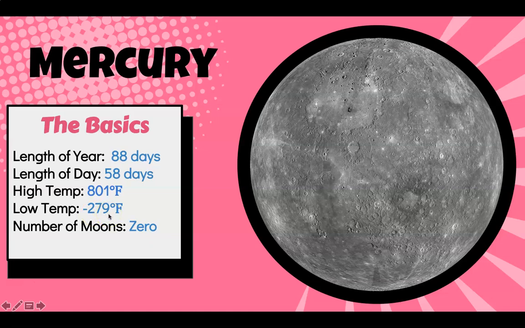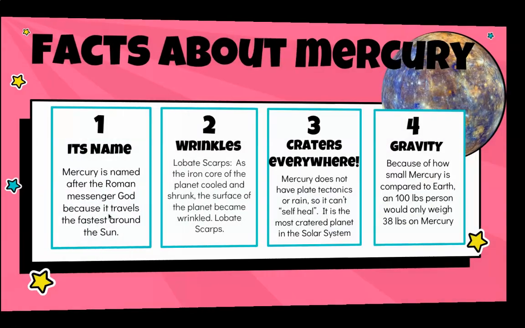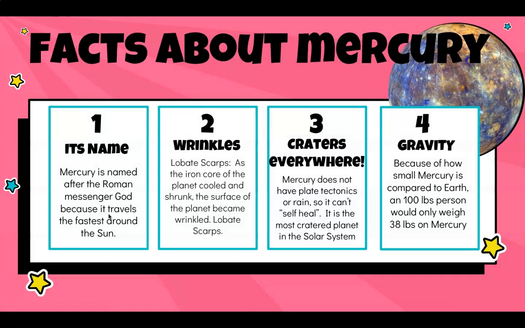And Mercury has absolutely no moons. Some really cool stuff about Mercury. First of all, its name. Almost all the planets are named after Roman gods or Greek gods. Mercury was named after the Roman messenger god because it travels so fast.